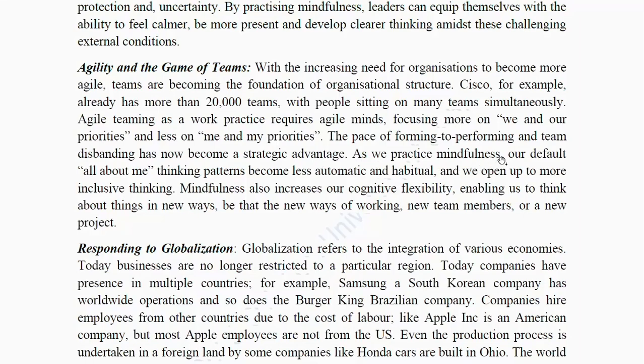As we practice mindfulness, our default all-about-me thinking patterns become less automatic and habitual, and we open up to more inclusive thinking. Mindfulness also increases our cognitive flexibility, enabling us to think about things in new ways, be that the new ways of working, new team members, or a new project.